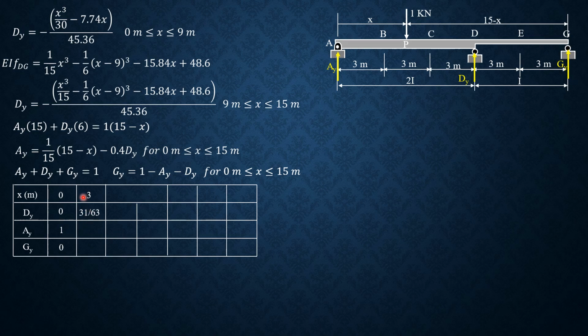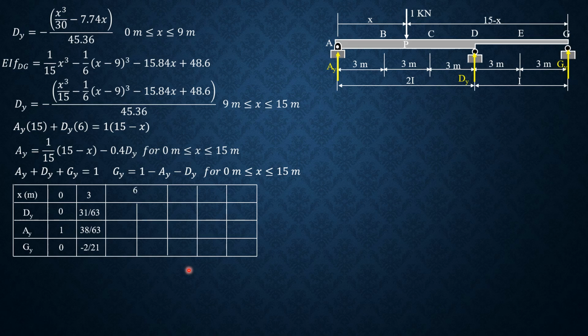Then ay is 15 minus 3, so 12 over 15, which is 0.8. Then 0.8 minus 0.4 of 31 over 63 will give us 38 over 63. Then gy is 1 minus 38 over 63 minus 31 over 63. So gy is negative 2 over 21.